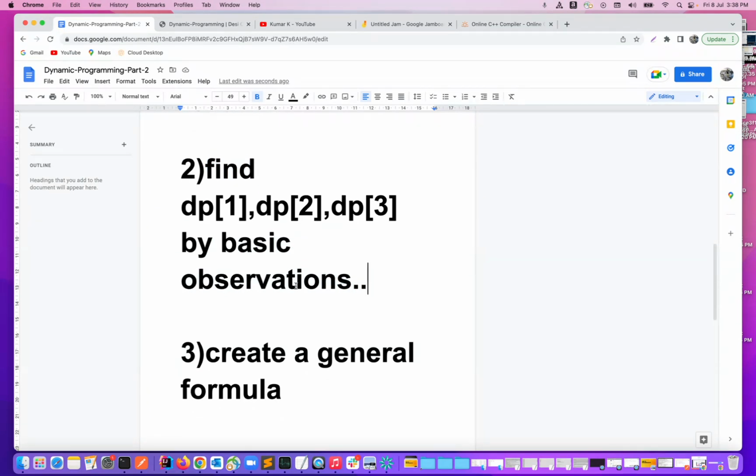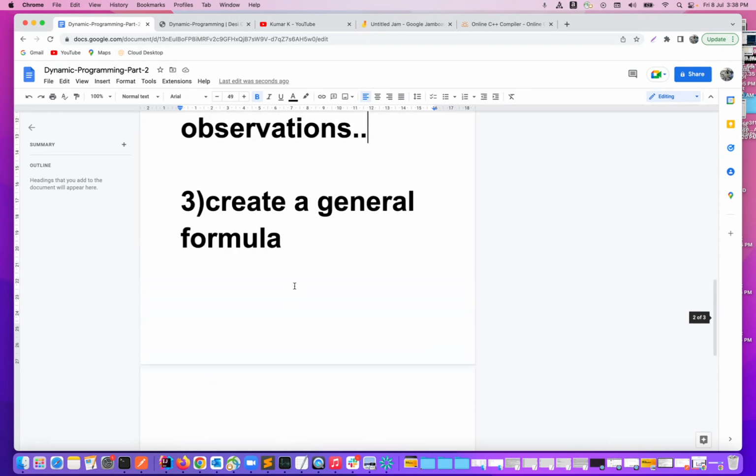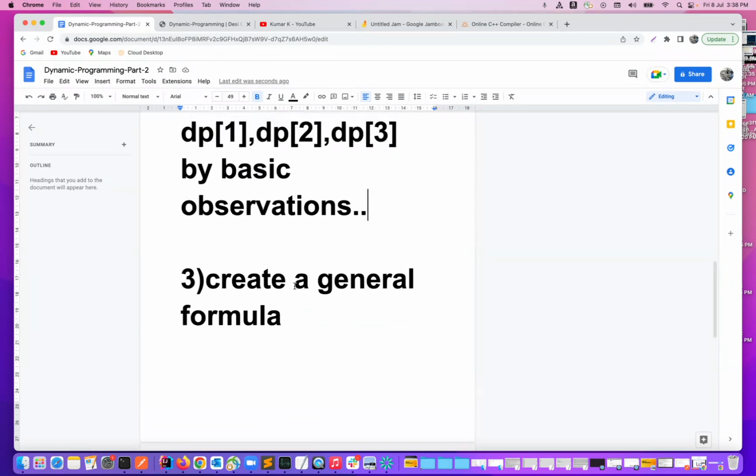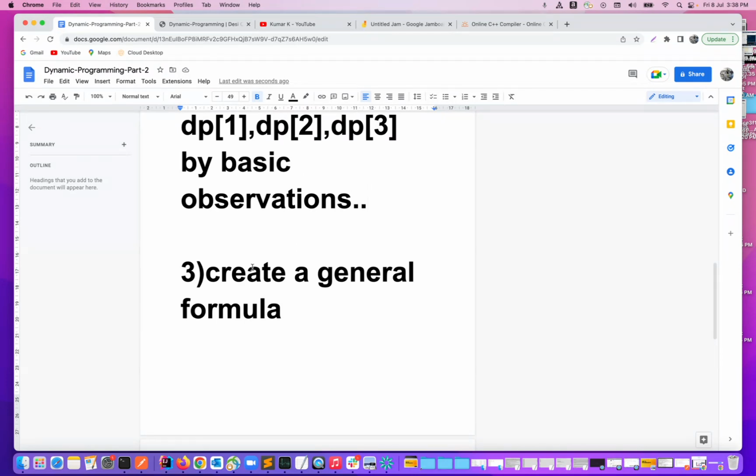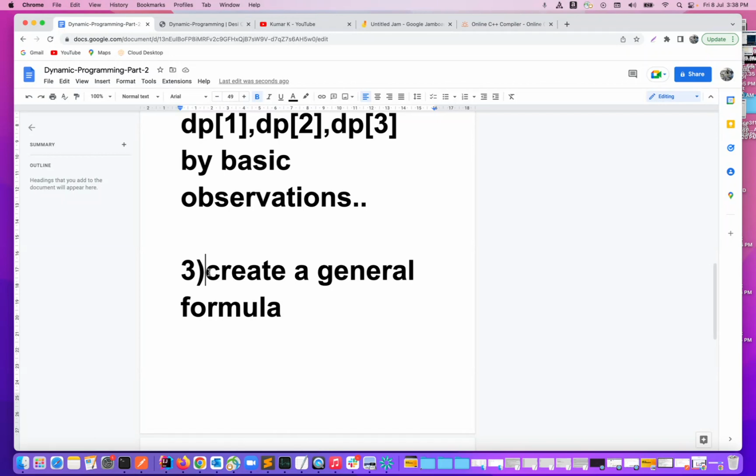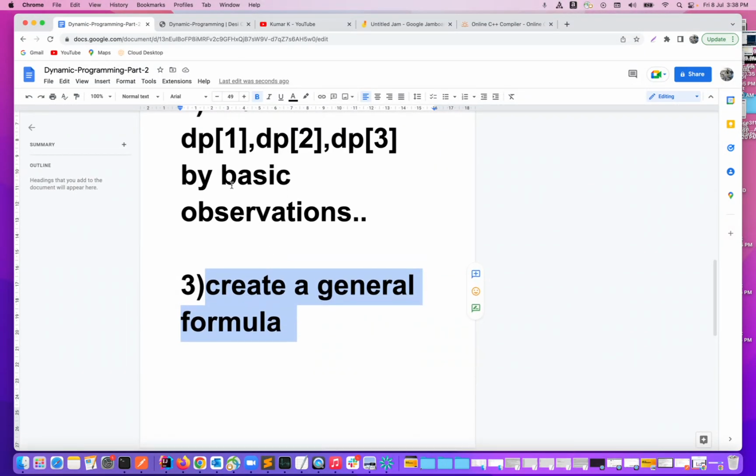Now comes the most important step, or say, not really the most important, but yeah. The third step is to create a general formula, guys. Say I have calculated dp of 1, then dp of 2, then dp of 3. Now while writing the value of dp of 4, I will try to create a general formula. So step number 3 is to create a general formula.